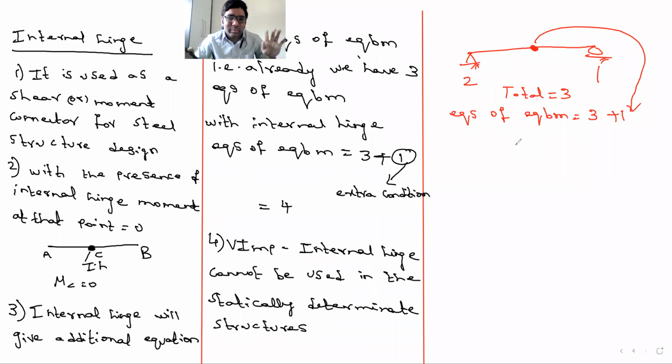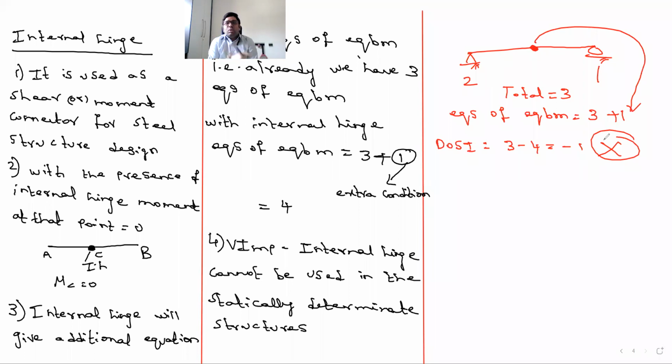Is it possible? So what is the degree of static indeterminacy here? 3 minus 4, that is equal to minus 1. This is absolutely wrong. So the beam is not stable. The beam cannot withstand. That is the importance that you need to understand. That's why I said it cannot be used for statically determinate structures. Now I will show some examples. All of you be ready with again answering the questions. It can be used only for the indeterminate structures.